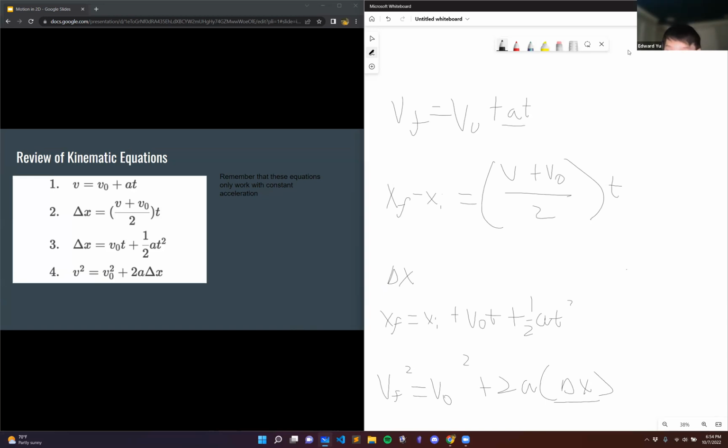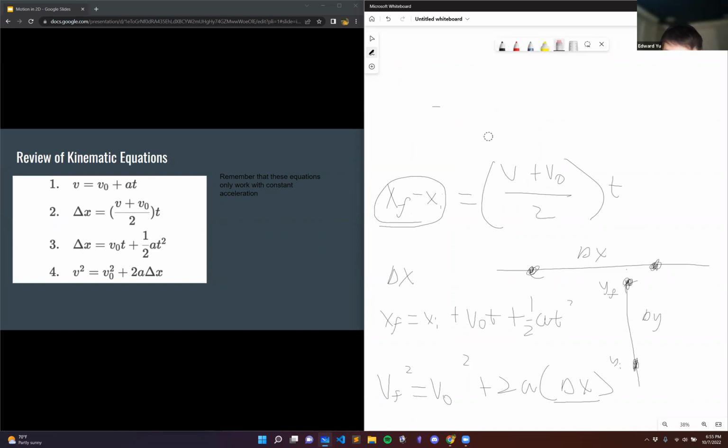These equations also apply in the y direction as well. So instead of xf minus xi, it would be the final position in the y direction minus yi. For example, this is the initial point and this is the final point. This would just be delta x, but for y, it would be yf, yi, and this is delta y instead. So it would be the same equation, but you just change all the delta x's with delta y.